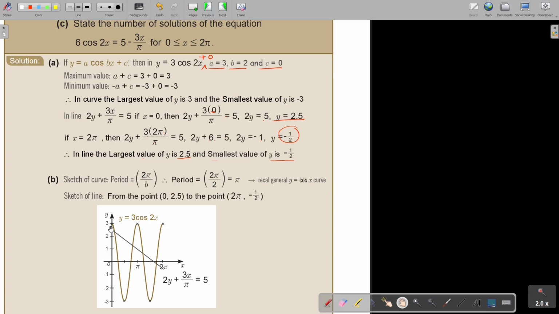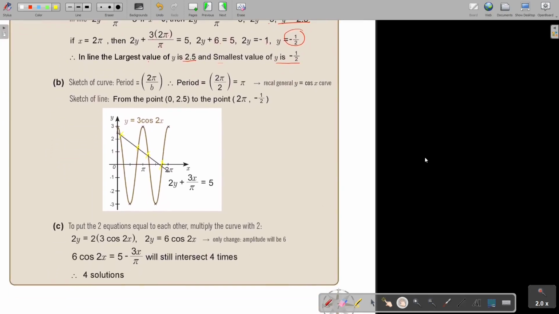Okay, let's see. State the number of solutions of the equation. Just see how many times it intersects. So it's 1, 2, 3, 4. So it's intersecting 4 times.